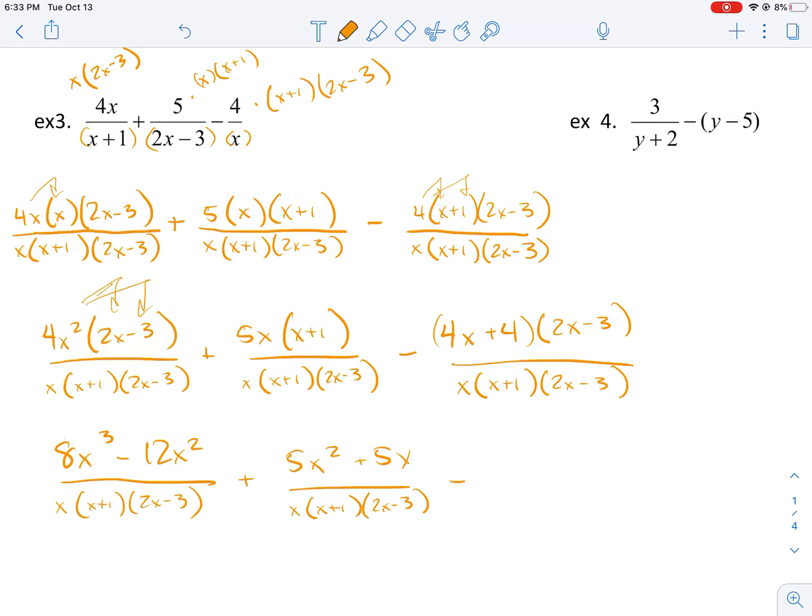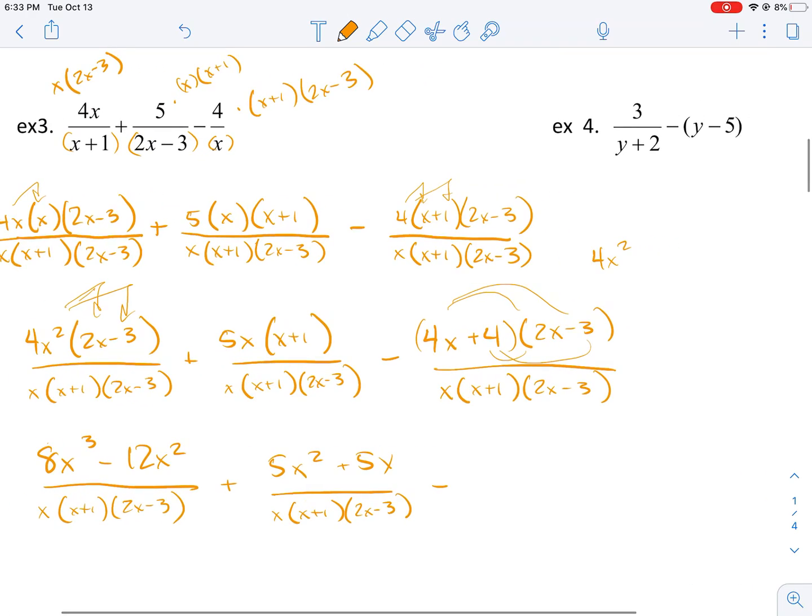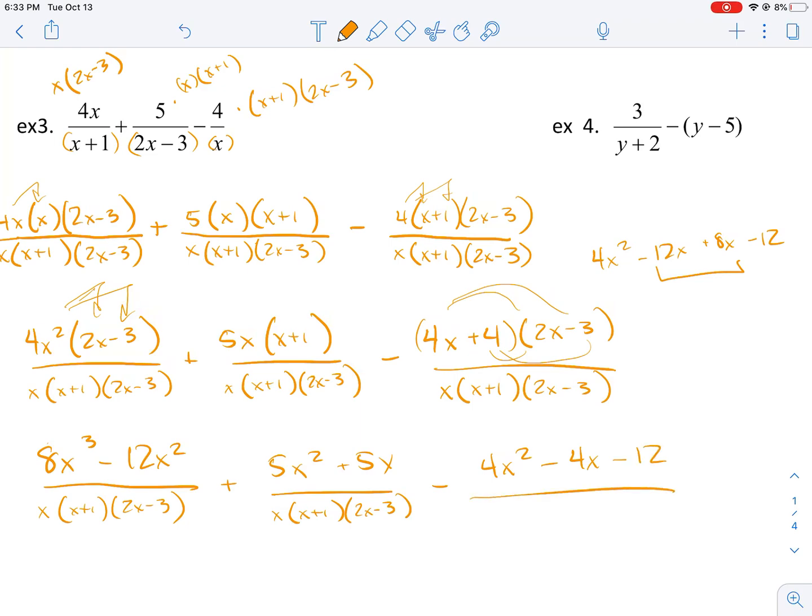And then minus, over here I'm going to have to multiply this out. So I'm just going to do it off to the side here. So it's going to be 4x squared. 4x times negative 3 will give me a negative 12x. 4 times 2x will give me a positive 8x. And 4 times negative 3 is negative 12. I'm going to combine like terms. And so I get a 4x squared minus 4x minus 12.